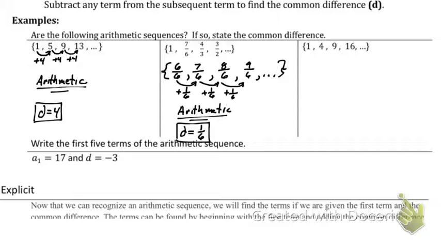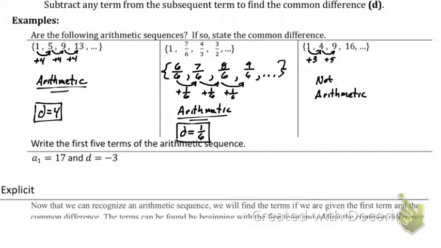The difference between 1 and 4 is 3, so I would add 3. To get from 4 to 9, I can't just add 3. I have to add 5. You do not need to go any further. This is not arithmetic. It must be adding the exact same term over and over, so as soon as it changes once, you don't have to go any further. Even if it went back to 3 the rest of the time, if this would be plus 3, plus 5, plus 3, plus 3, plus 3, plus 3, doesn't matter. That plus 5 means it's not arithmetic.